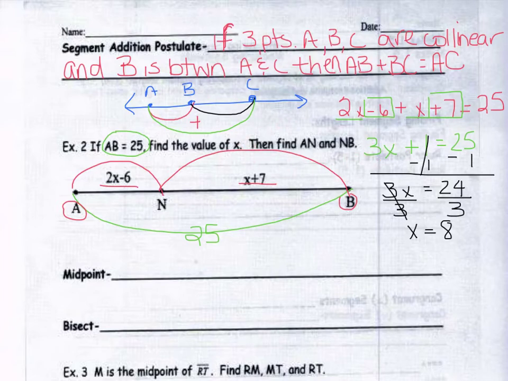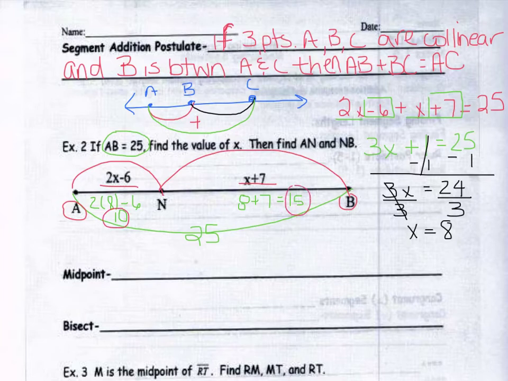We now need to plug 8 back into AN. So if I plug in my 8, I get 2 times 8 minus 6, that's 16 minus 6, so that's 10. So from A to N is 10 units long. And then if I plug in an 8 here, 8 plus 7 is 15. And N to B is 15 units long. And those are our answers for that question.